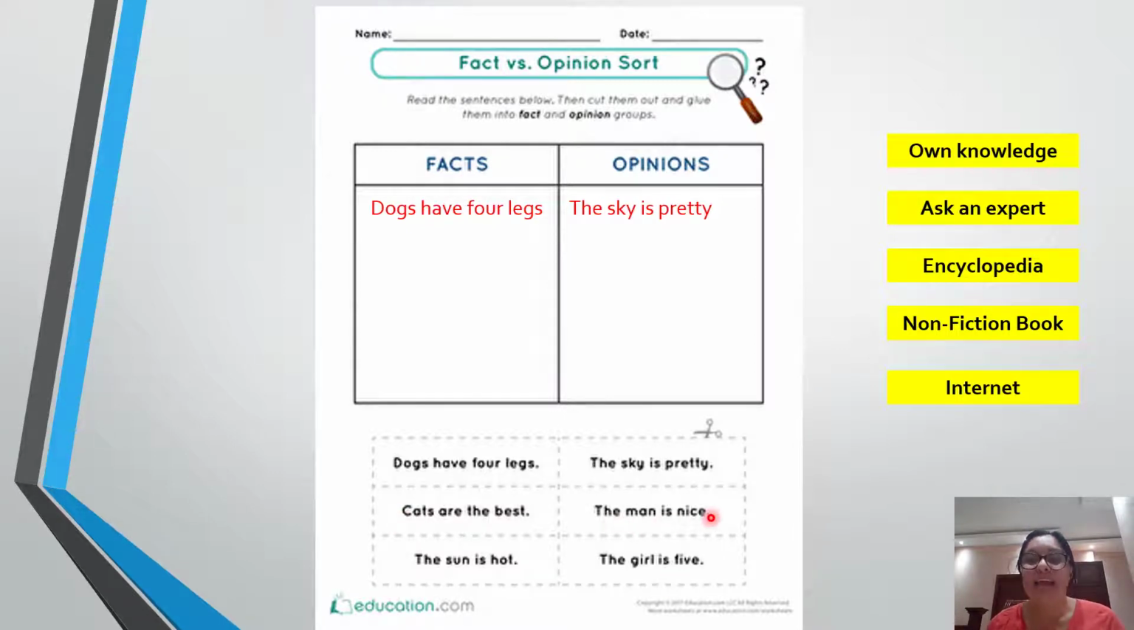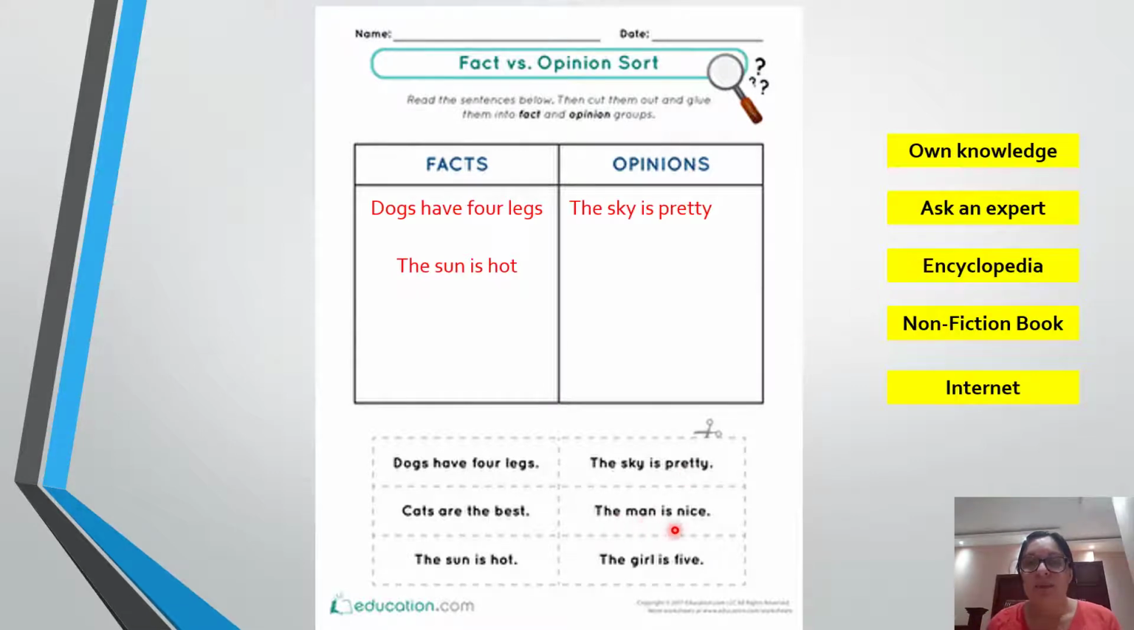Let's continue with this. The man is nice. Oh, look at that man. It's very nice. Is it a fact or opinion? Okay, let me see. So it was this one. The sun is hot. Sorry. And you already saw that is a fact. The sun is hot. How do you know that the sun is hot? Using your own knowledge, because you have experienced the temperature of the sun in your body. Just go outside at 12 o'clock and you are going to feel that the sun is hot. But also you can ask an expert, or also you can find information in an encyclopedia, and it's going to say that the sun is very hot.